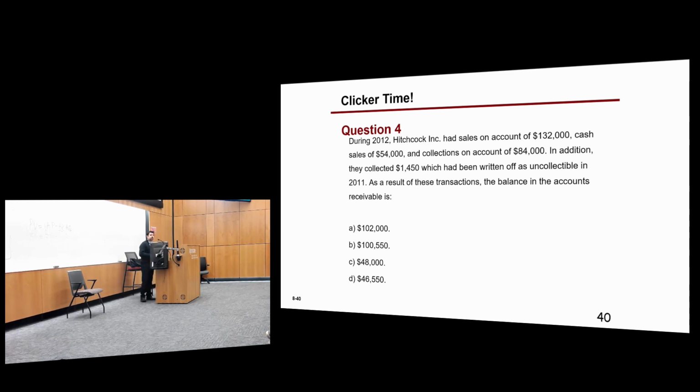As you can see, the questions are getting a little bit harder, right? Now, in this question, again, we had sales on account, cash sales, and collection on account. In addition, there was also some collection from the previous year. What's the balance of accounts receivable? So where do you start? We had sales on account. Sales on account are what? Accounts receivable.